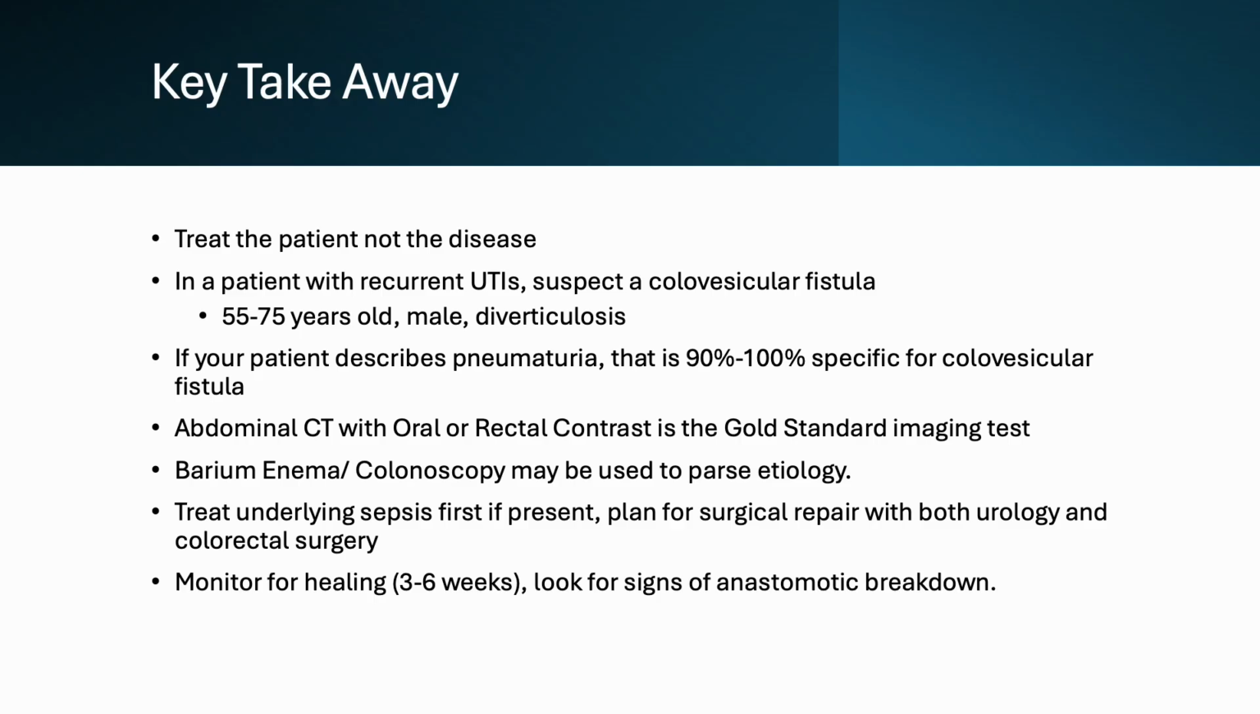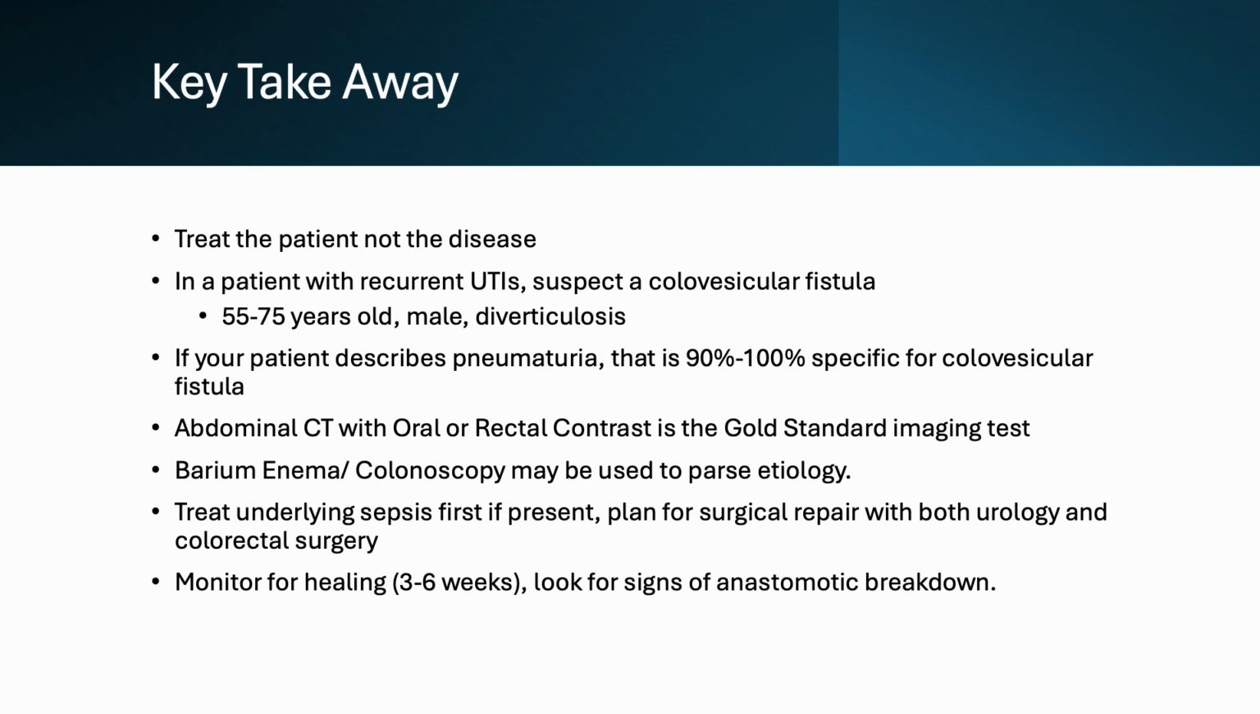Okay. Alright, so if you don't remember anything from the video, remember these points and you're going to get it right on test day. Treat your patient, not the disease. If you have a patient that has recurrent UTIs, 55 to 75 years old, male, diverticulosis, suspect a fistula. If your patient says, I'm passing flatus through my urethral meatus, that is 90 to 100% specific for these fistulae. Please remember that. An abdominal CT with oral or rectal contrast is your gold standard for the test.